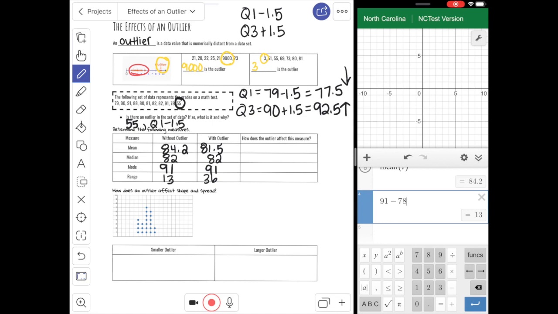So did it have any effect, and what type of effect did it have? If I didn't have the outlier, my mean was 84.2. So it did affect it. But how did it affect it? Well, when we put the outlier into the problem, it decreased my mean. Why did it decrease my mean? Because 55 is on the lower end. If I had an outlier on the upper end, it still would affect it, but it would have increased the mean because it would have pulled it closer towards that outlier.